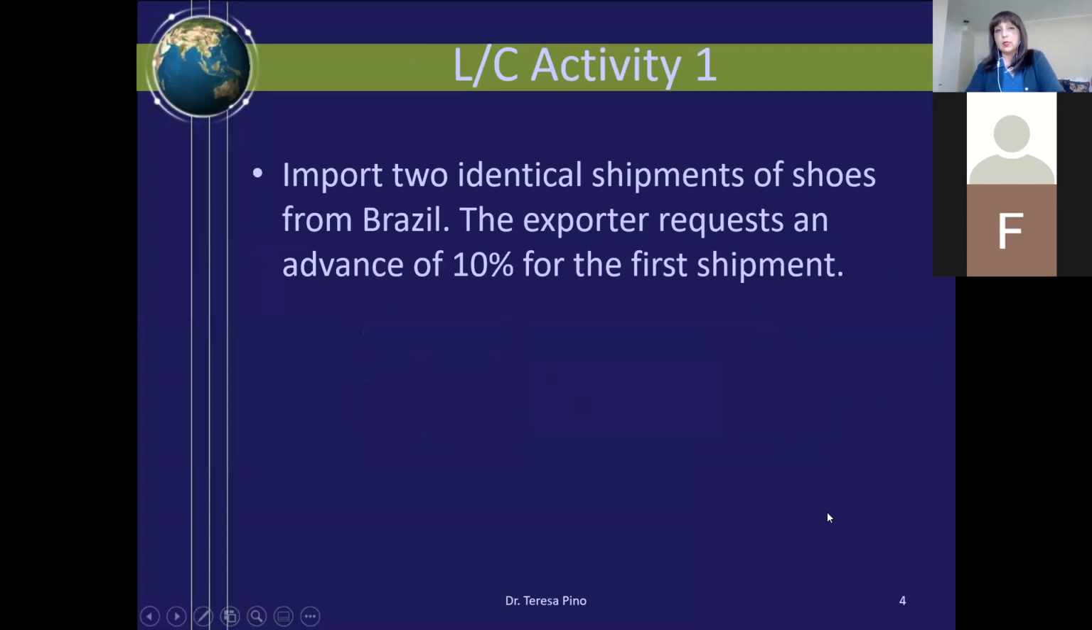So this is the activity. You're going to import 2 identical shipments of shoes from Brazil. The exporter requests an advance of 10% for the first shipment. If you see this statement of the exercise, what type of letter of credit is this?